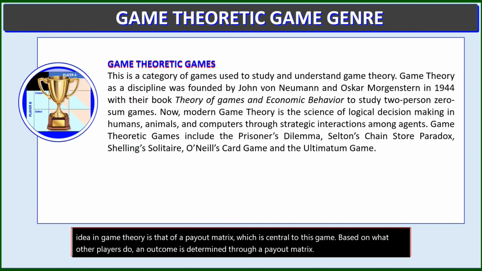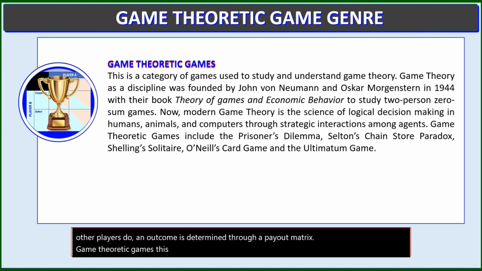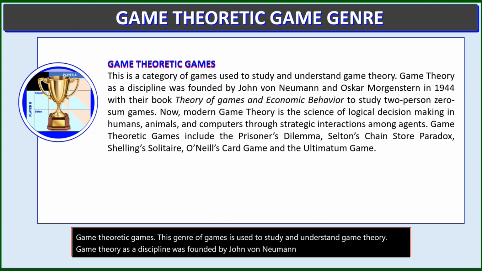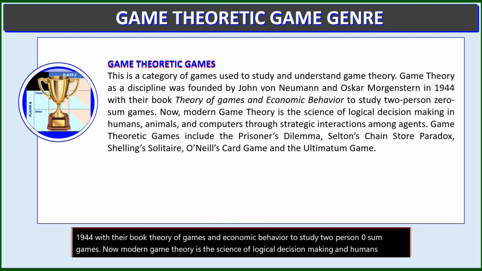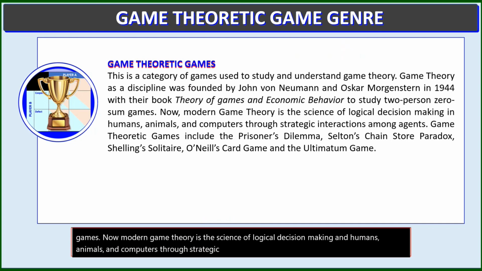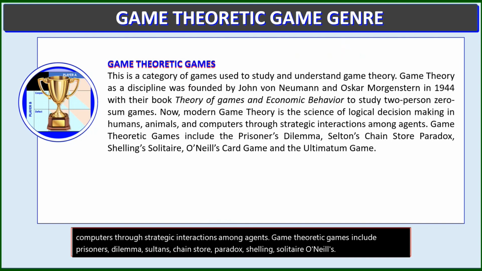Game theoretic games. This genre of games is used to study and understand game theory. Game theory as a discipline was founded by John von Neumann and Oskar Morgenstern in 1944 with their book Theory of Games and Economic Behavior to study two-person, zero-sum games. Now, modern game theory is the science of logical decision-making in humans, animals, and computers through strategic interactions among agents. Game theoretic games include Prisoner's Dilemma, Selten's Chain Store Paradox, Schelling's Solitaire, O'Neill's Card Game, and the Ultimatum Game, among others.